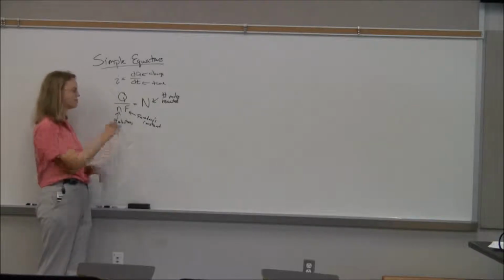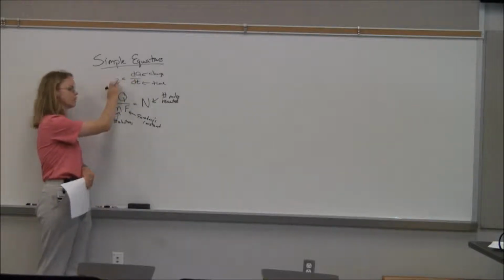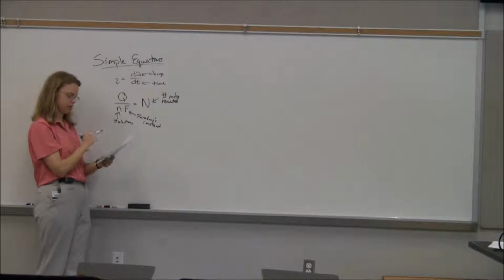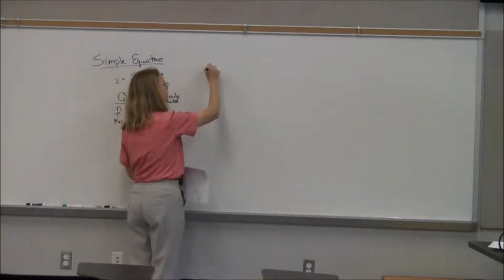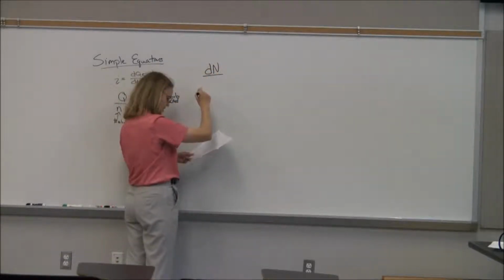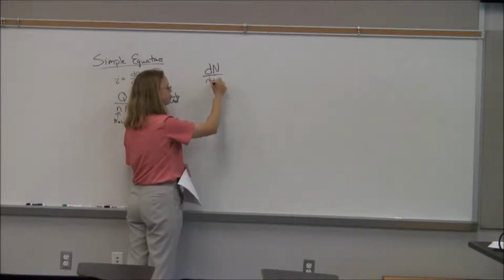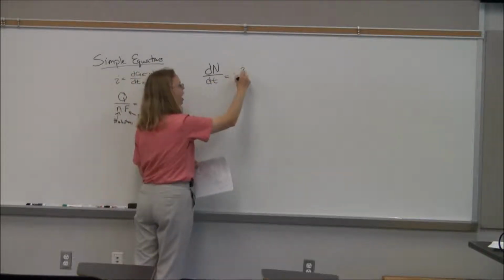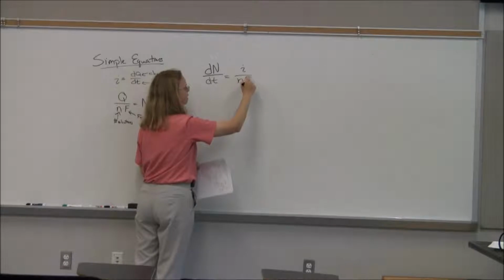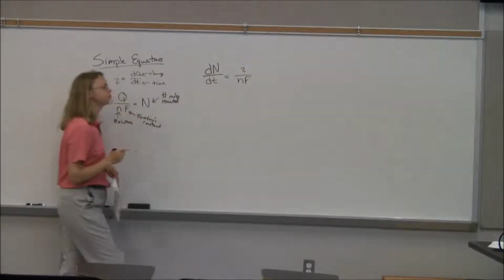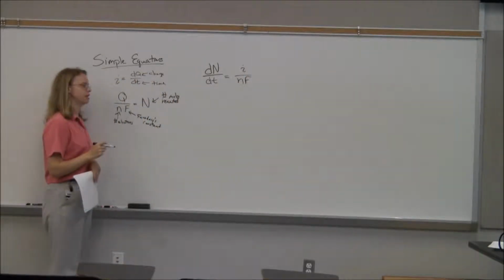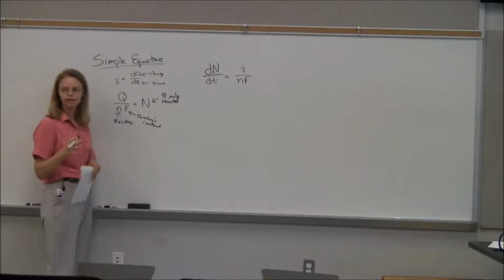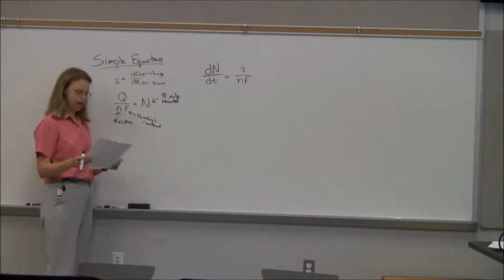So you can go back and forth, because you know Q is the integral of I. If you put those together, the change in the number of moles over time would be I divided by nF. So again, change in moles over time relates back to current.